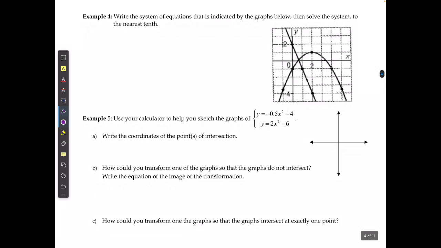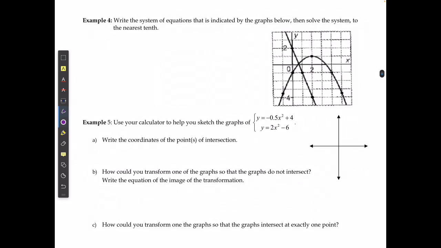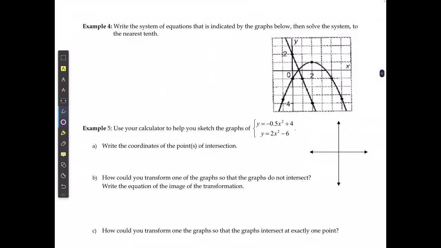For example 4, we have to write a system of equations that is indicated by the graphs and then solve the system to the nearest tenth. Well, first, if I have any linear function, I need to remember from grade 10 that that would be in the form of y is equal to mx plus b. M is the slope, and b is the y-intercept.